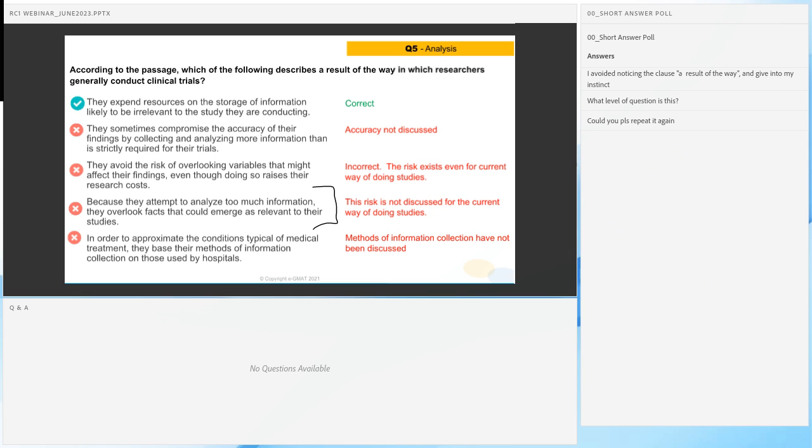And then, this is a 700 level question. In order to approximate the conditions typical of medical treatment, they base their methods of information collection on those used by hospitals. Again, methods of information collection we don't really talk about, and the reason why they use the way hospitals do that is not mentioned over here. Again, this answer choice is completely out of scope.